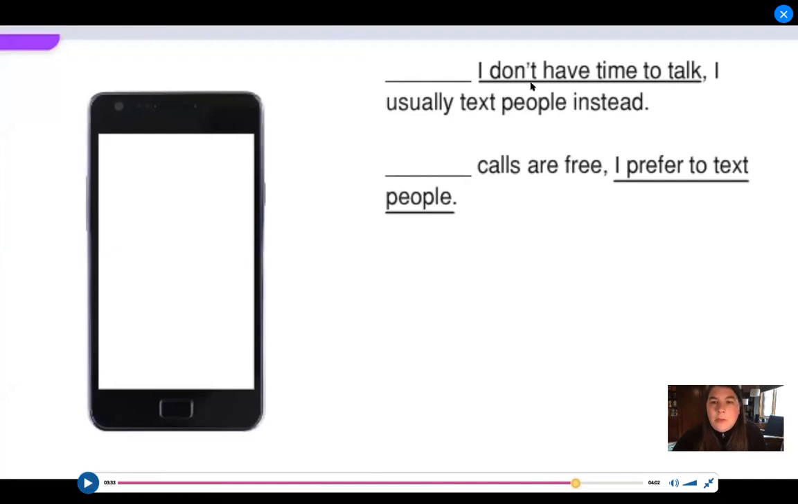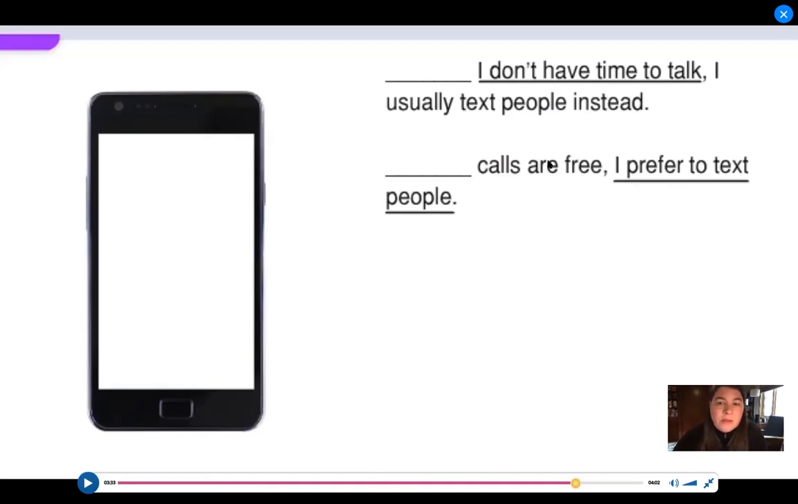Okay, I don't have time to talk. I usually text people instead. Why do you text people? Because I don't have time to talk, right? And calls are free. I prefer to text. I don't call, I text. So because I don't have time to talk, I usually text.